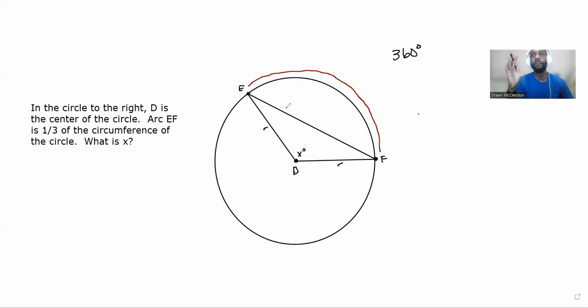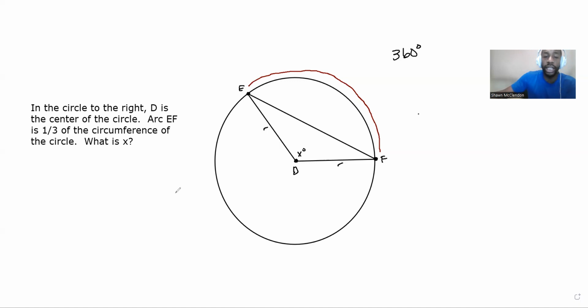1/3 of the circumference is represented by that arc there, arc EF. Also understand, because this angle is associated with that arc, this angle represents 1/3 of the total angle measure of the circle too. Those are directly related, that arc and that angle. So if 1/3 of circumference is represented by that arc, then 1/3 of the total angle measure is being represented by that angle X because it's directly opposite that arc.